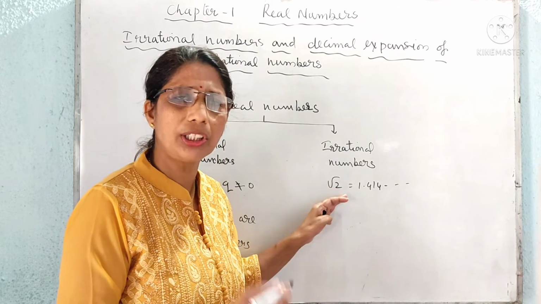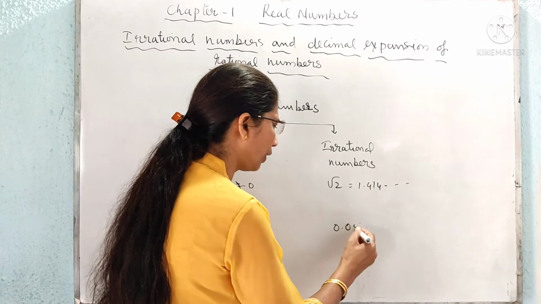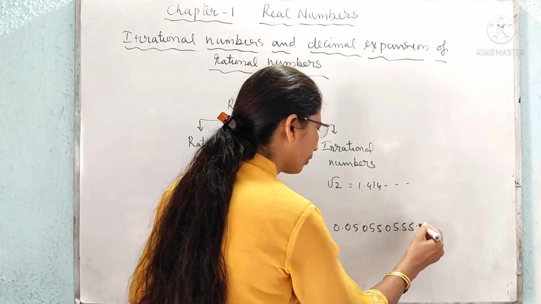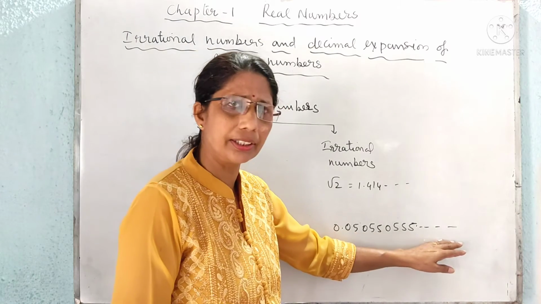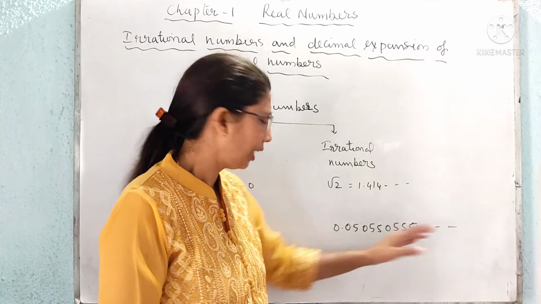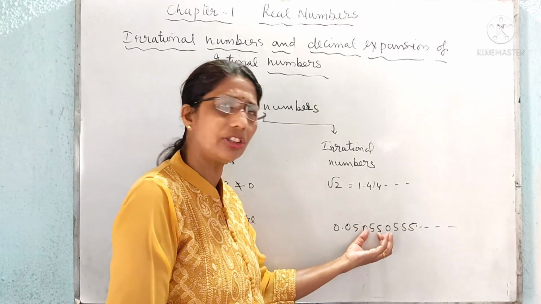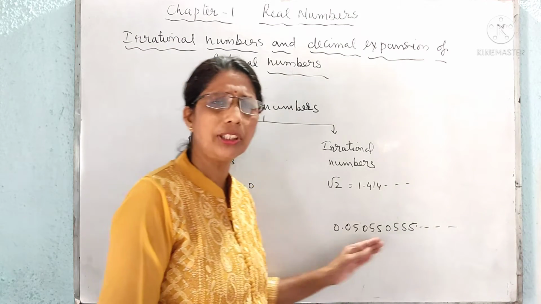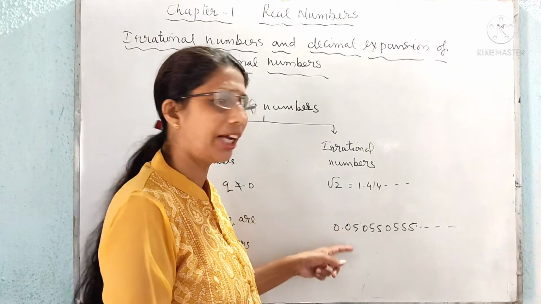The decimal expansion of an irrational number can be like 0.05, 055, 0555, etc. That means there is no ending, it is non-terminating, and the digits are not repeating. Here 05, next it is 3 digits, 055, next it is 0555, etc. That means non-terminating, non-repeating numbers. We are calling these irrational numbers.